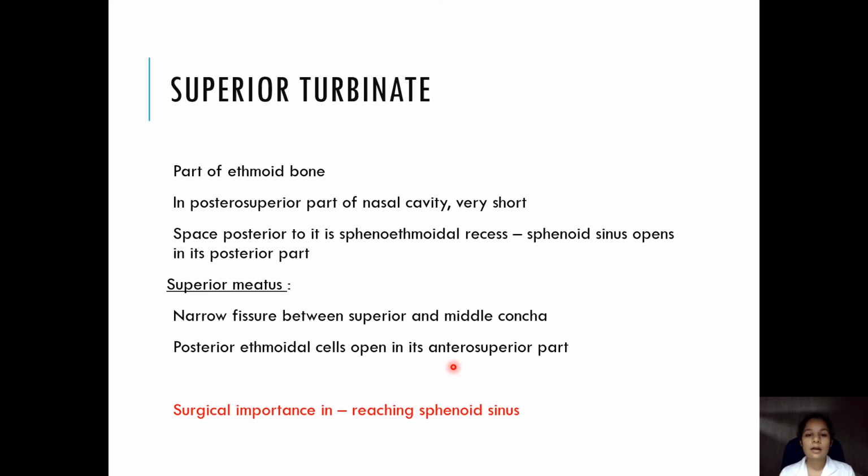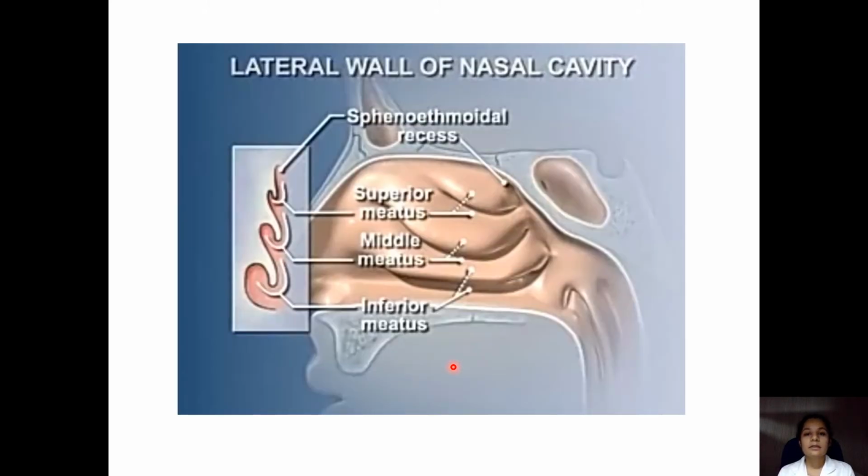We may need to outfracture the superior turbinate in the intermediate approach of the sphenoid sinus. The other approaches are through the posterior ethmoidal cells and in midline directly towards the sphenoid ostium. This shows the diagrammatic representation of inferior turbinate and meatus, middle turbinate and middle meatus, superior turbinate and superior meatus. Posteriorly is the space sphenoethmoidal recess. This is the sphenoid sinus. The sphenoid ostium opens here. This is the frontal sinus.